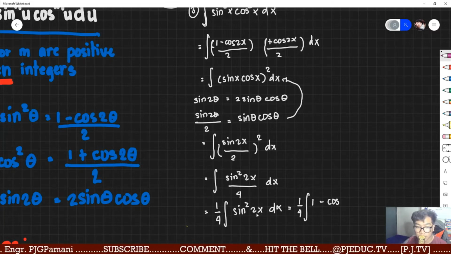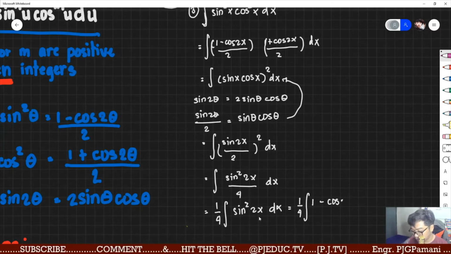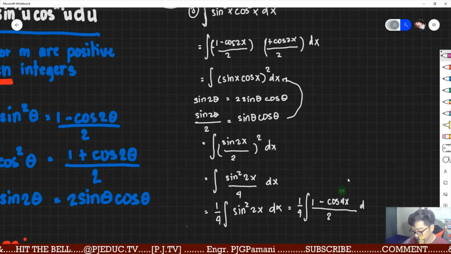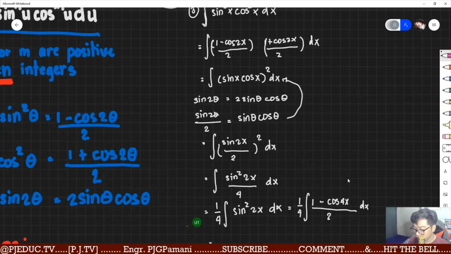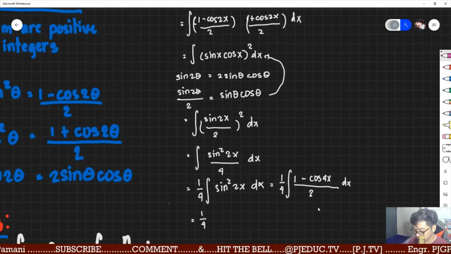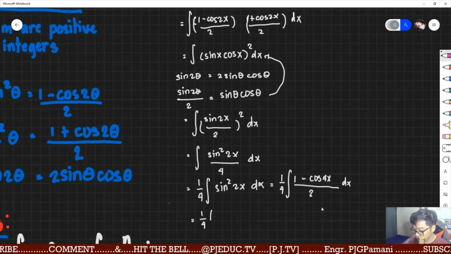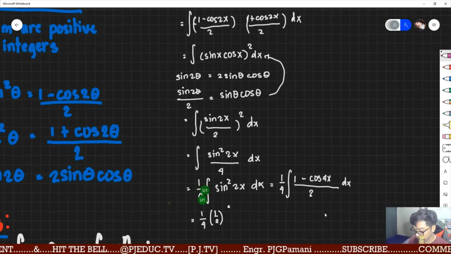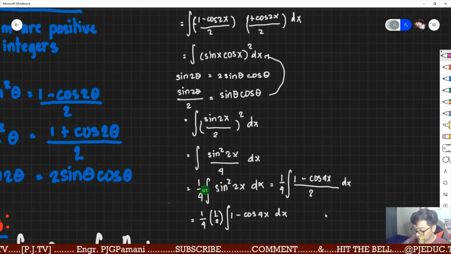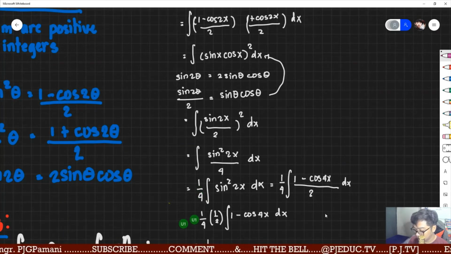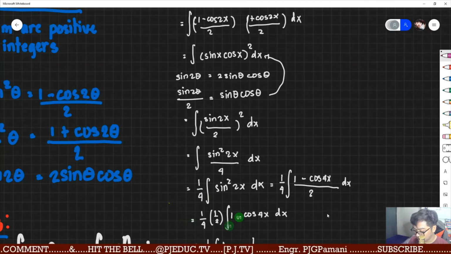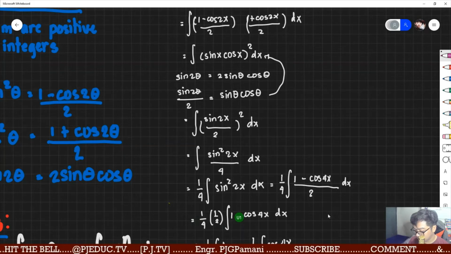Meron na tayong 2x doon. So, 2 times 2, that is now 4x, but still all over 2 dx. Introduce natin yung ating integral sign. 1/4 times 1/2 is, mamaya na lang yan, 1/2 of (1 minus cosine 4x) dx. So, that is 1/8 of dx minus 1/8 of cosine 4x dx.